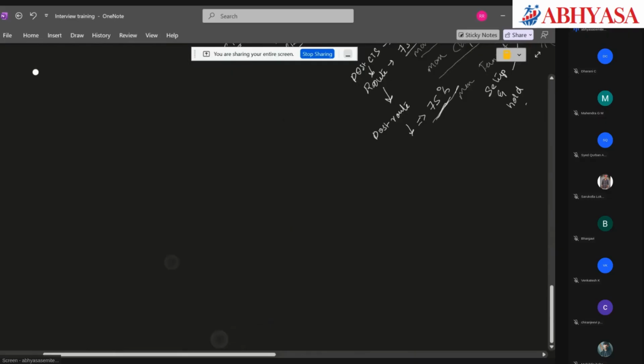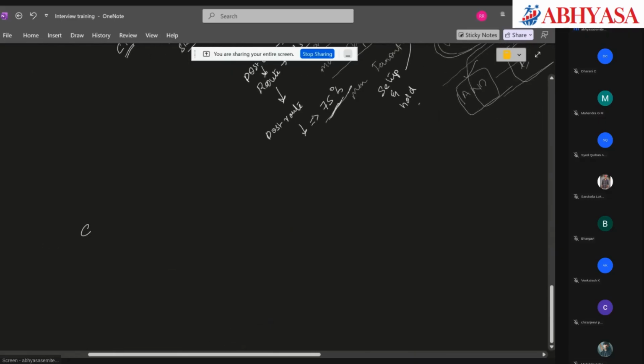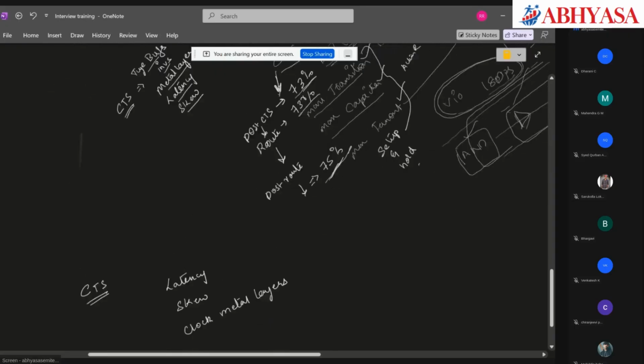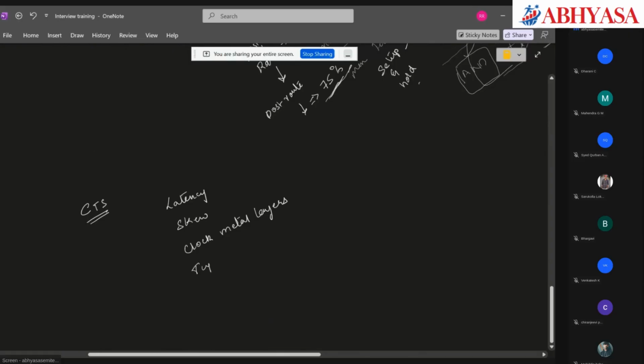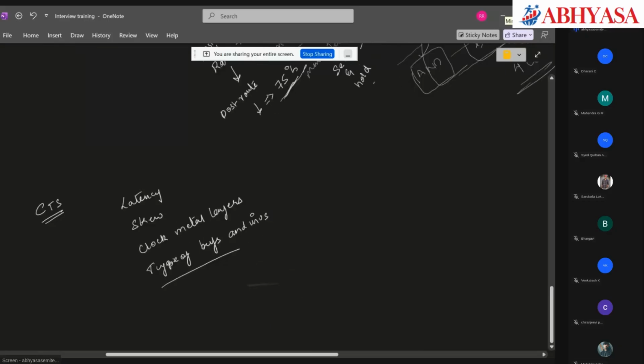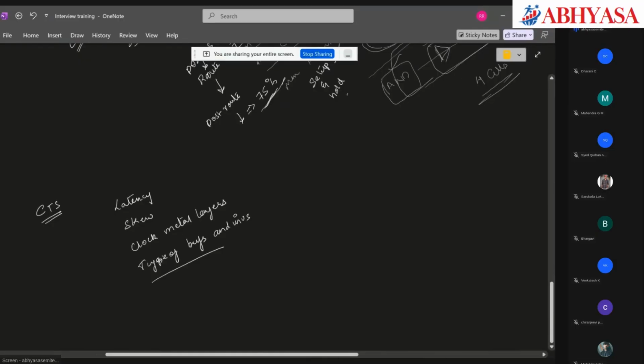I will freshly write it here. CTS. I will put latency, skew, clock metal layers I will mention, type of buffers and inverters. These are the factors on which my CTS will depend. All these things I will provide to the tool.